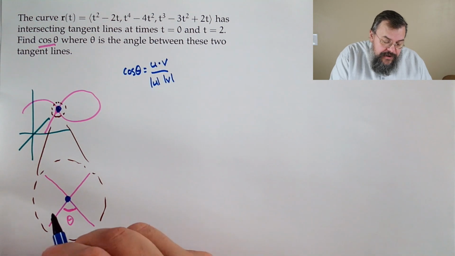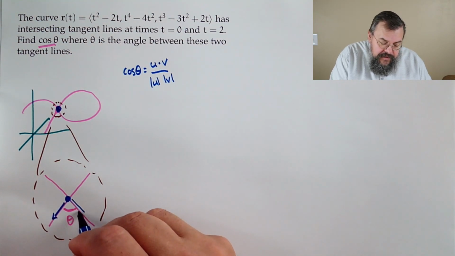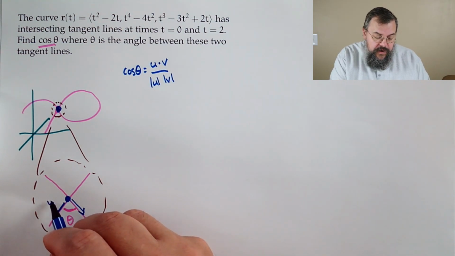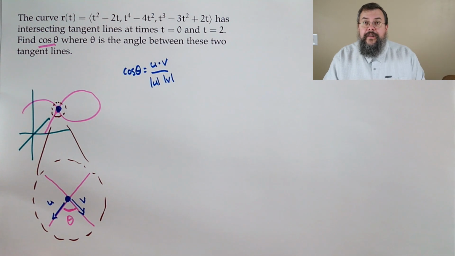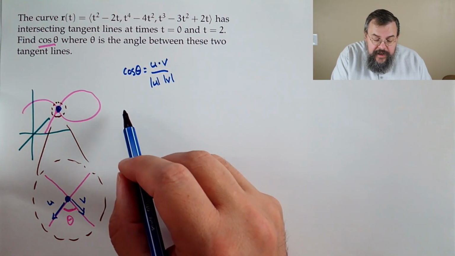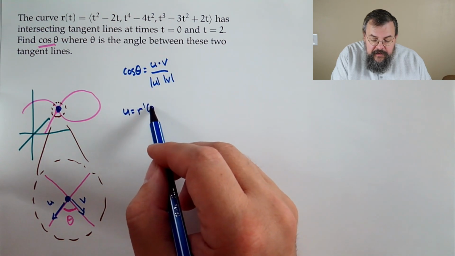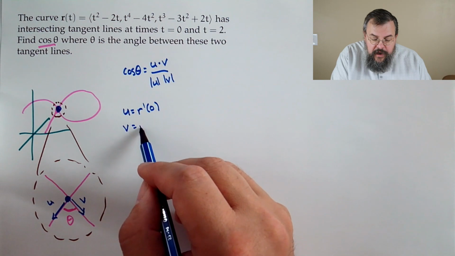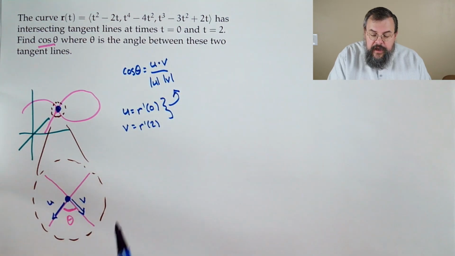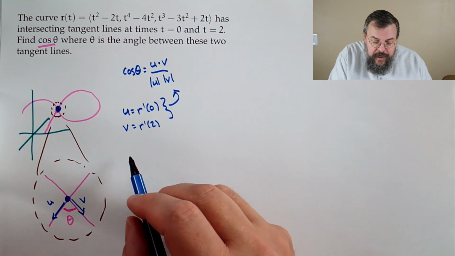Well, the direction vectors for the tangent lines are the ones that we should be using. So u and v are the direction vectors. So now we have our idea. We're going to let u be r prime at 0 and v be r prime at 2. And then once we have these, we plug it in. So let's figure out what is r prime.